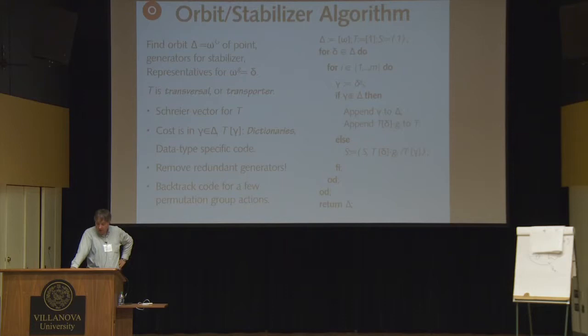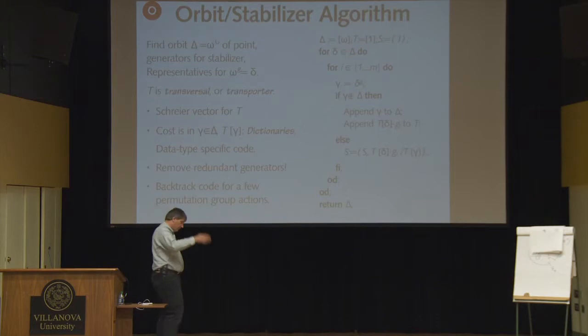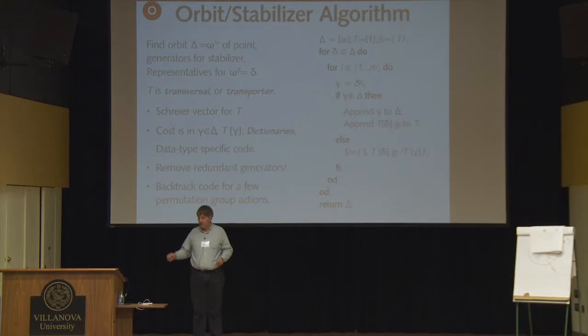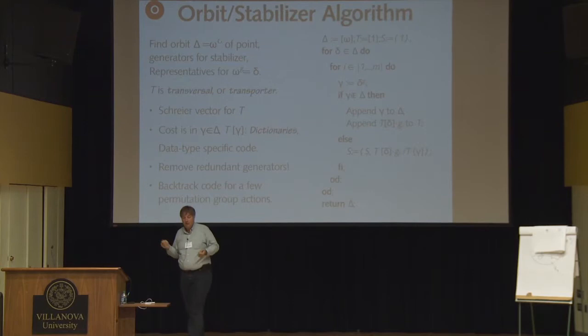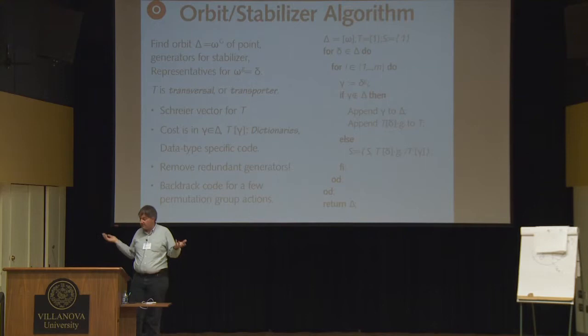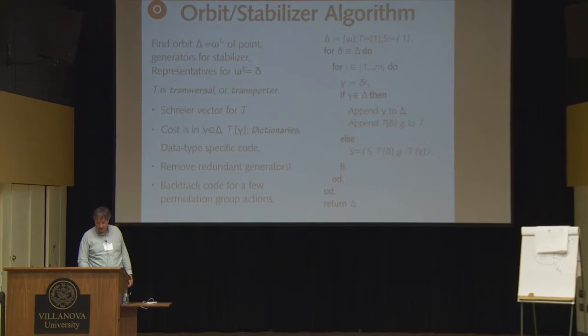Furthermore, once the algorithm gets towards termination, you will get the same image again. Of course, if you have two different elements, little g and little h, which both map omega to little delta, then little g divided by h maps omega to omega. So it lies in the stabilizer. And there is a theorem, Schreier's theorem, which says these elements generate the stabilizer. So that's what I'm doing here. But you will get these often.